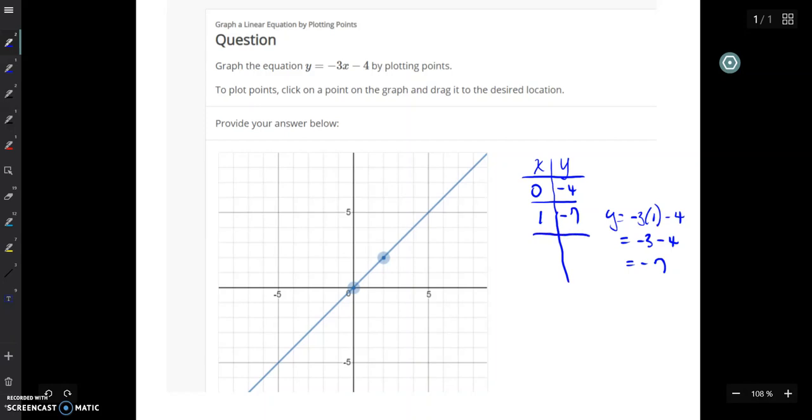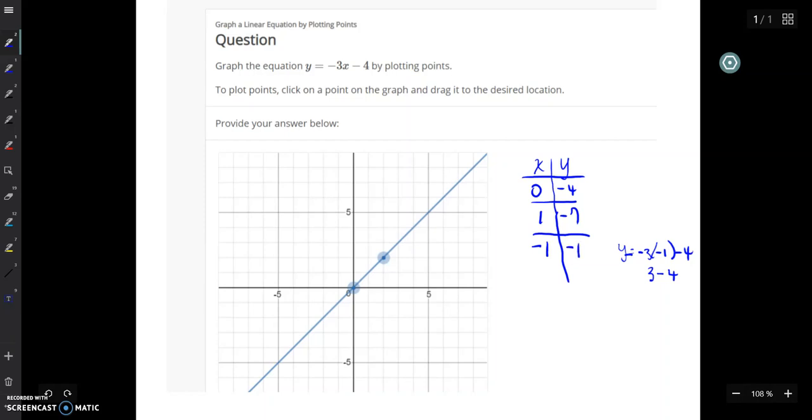Now if you're doing this on paper before you actually plot it in Newton, then it's not a bad idea to pick a third point, because all 3 points should line up. And that's a good way to check to make sure you didn't make a mistake someplace. I'm going to plug in a negative 1 for x. I'm going to have y is equal to negative 3 times negative 1 minus 4. Negative 3 times a negative 1 is a positive 3, minus 4. And 3 minus 4 would be negative 1.